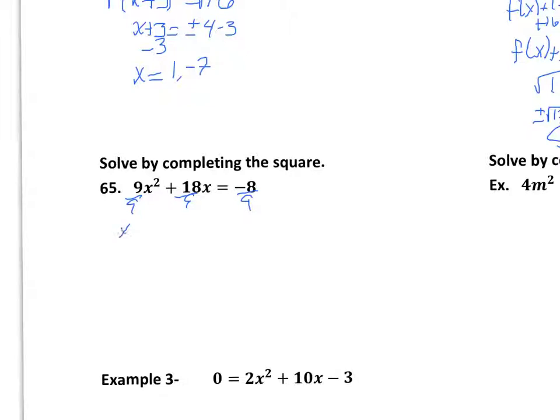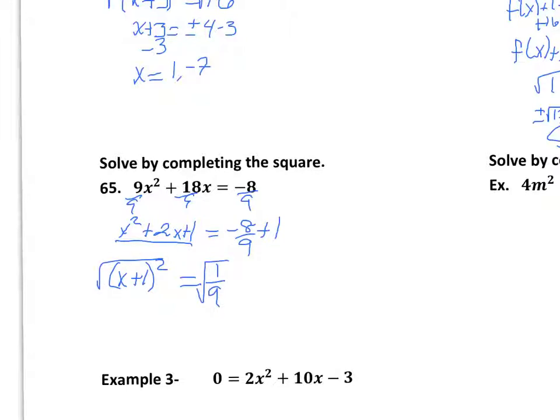So now we get x squared plus 2x equals negative 8 over 9. Okay, half of 2? 1. 1 squared? 1. So we add 1 to both sides. Now, this is a perfect square trinomial, and it is x plus 1 squared. That's why we write that one down. Now it's negative 8/9 plus 1. Yeah, it's just 1/9, right? And now we're ready to square root both sides.